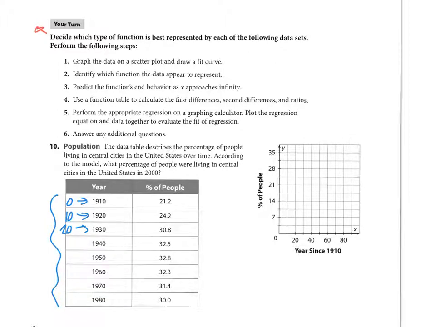So I'm going to type in 0 for L1, then 10, then 20, then 30, 40, 50, 60, and then 70. Okay, so make sure that's right. 0, 10, 20, 30, 40, 50, 60, and 70. Okay. Go over to L2 now and type in your other data.